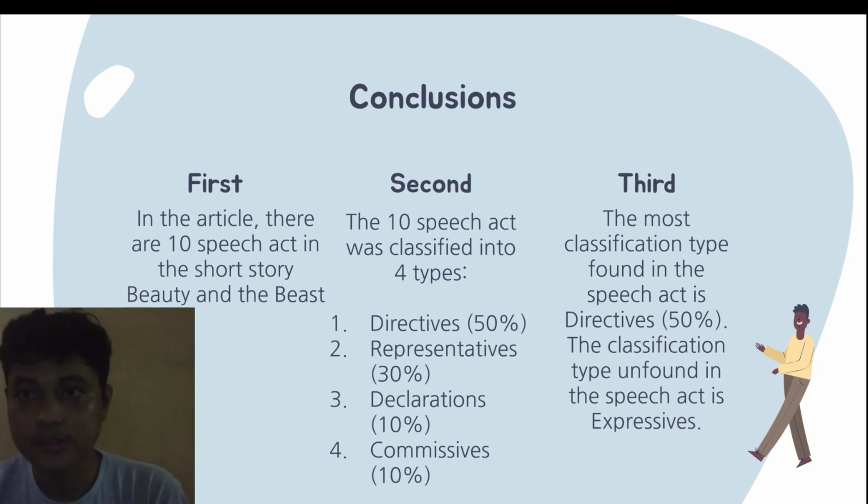The next slide is our conclusions. The ability to understand the hidden message of an utterance is really important to have. I'd like to quickly recap the key points here. The first is, in the article, there are 10 speech acts in the short story of Beauty and the Beast. The 10 speech acts were classified into 4 types: directives, representatives, declarations, and commissives. The most common classification type found in the speech acts is directives, which made up 50%. The classification type that was not found in the speech acts is expressive.